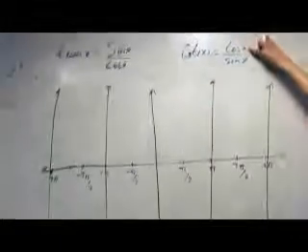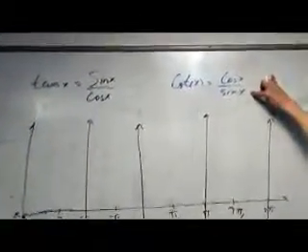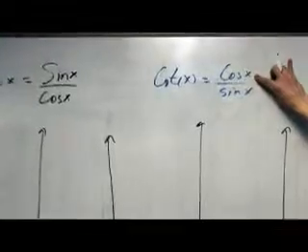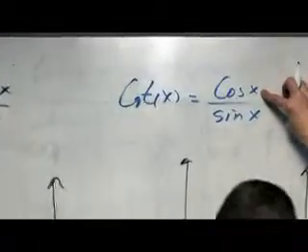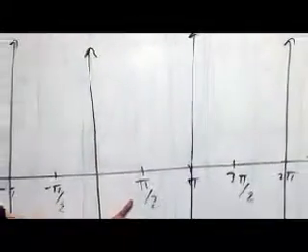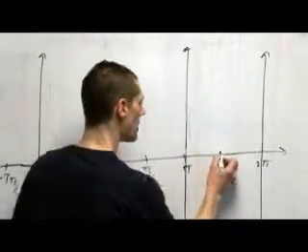When is this function going to be 0? Well, this function is going to be 0 when cosine is 0 and sine isn't. We can't have 0 on the bottom ever. When's cosine 0? Cosine is 0 at pi over 2, 3 pi over 2. Notice that sine is not 0 at that. It oscillates between 1 and negative 1. So here are our 0 points.